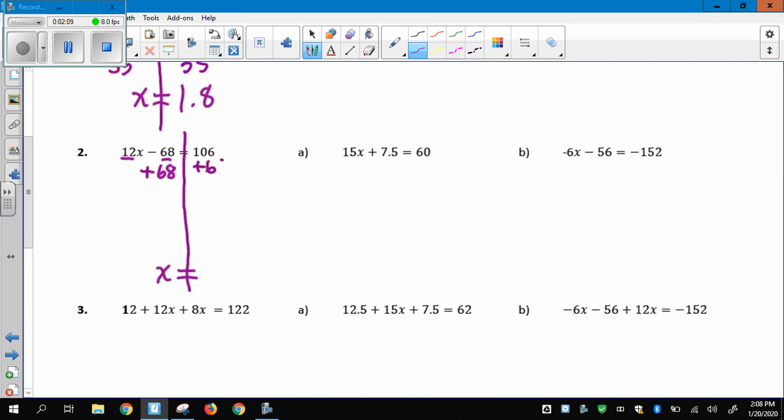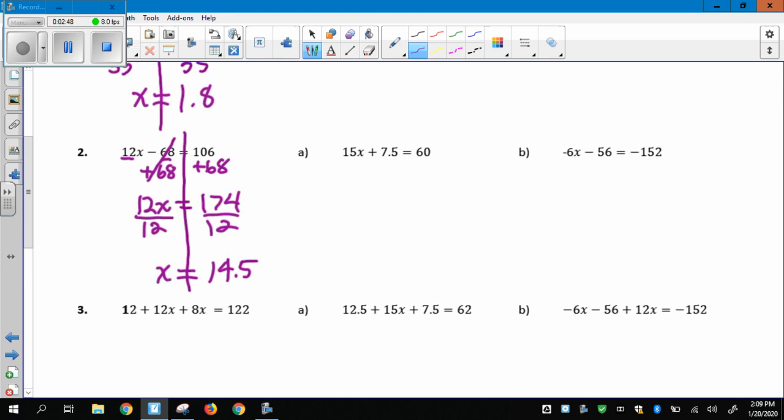Now, whatever you do to one side, you have to do to the other. So when I add 68 to this side, I get 12x because basically the negative 68 and the 68 turn into 0. So they cancel each other. And 106 plus 68 is 174. And then just like in the last problem, to get 1x, I want to divide by the coefficient of x, which is 12. And whatever I do to one side, I'll do to the other. 12 divided by 12 is 1x. And 174 divided by 12 is 14.5.